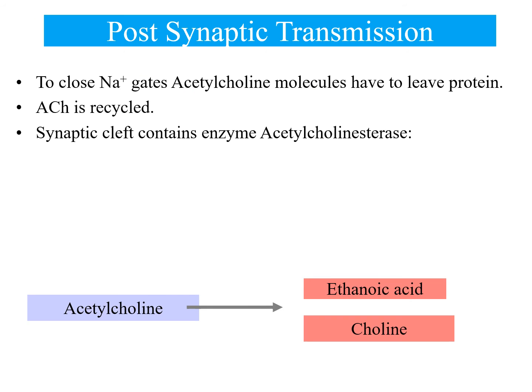Now, as I said, to close, the acetylcholine molecules have to leave the protein, so the acetylcholine is recycled, because the synaptic cleft also contains the enzyme acetylcholine esterase, and that breaks down acetylcholine into ethanoic acid and choline. Those then get taken back across and reabsorbed into the presynaptic membrane, where in the vesicles they reform and remake acetylcholine. You wouldn't be expected to know the details of how that happens.